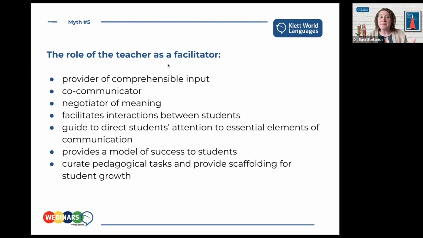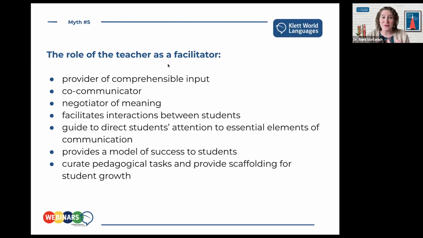At the same time, we are also co-communicators, because you're going to talk with your students. You're going to engage in some conversations. And when these conversations happen in the target language, the expression, negotiation, and interpretation of meaning are happening between you and the student. And that's the next one on that list, which is negotiator of meaning.